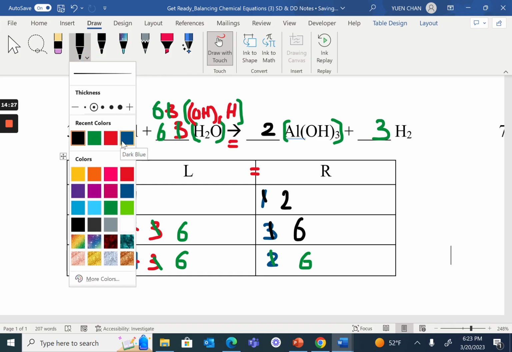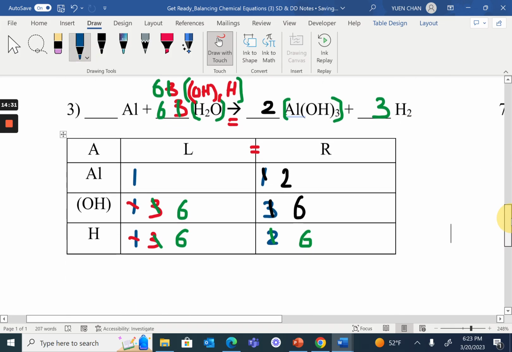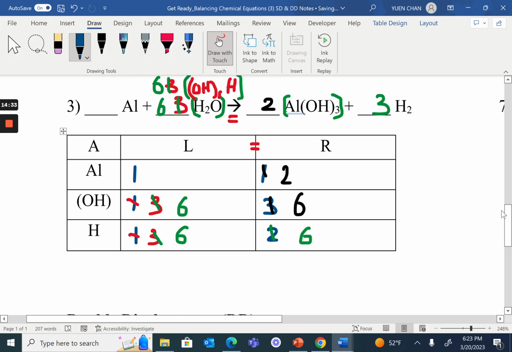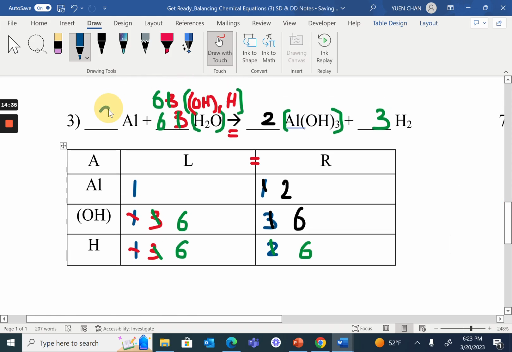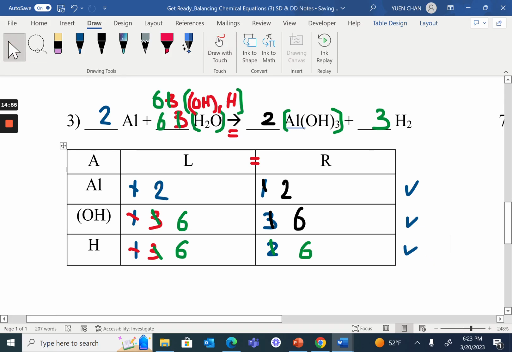So I have to go back to fix my Al. How can I balance the Al again? I'm going to put the 2 right here, so the Al is 2. All right, now check everything. Al 2 and 2 balanced. OH 6 and 6 balanced. And H 6 and 6 balanced. So finally, you can see that everything is balanced. 2, 6, 2, 3 is the most simplified form.